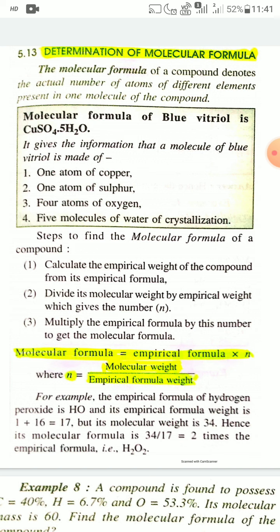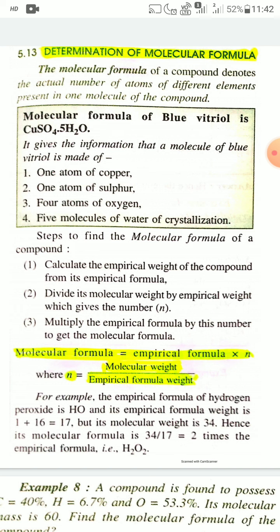The actual formula of a compound or the actual formula of a molecule is the molecular formula. The molecular formula of a compound denotes the actual number of atoms of different elements present in one molecule of the compound. So, molecular formula is the actual formula of the molecule of a compound.